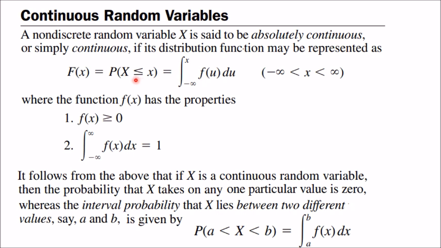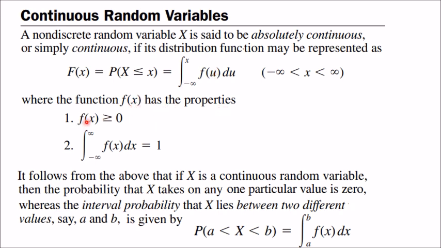So, ibig sabihin, the value takes between range. So, kaya x is less than or equal to x. Ayan ang pagkuha niyan. Meaning, from 0 up to that x, or from negative infinity up to that x. And this is equal to the integral of f of u du evaluated from negative infinity up to x, where x is between negative infinity to positive infinity. So ito yung ating formula ng distribution function for the continuous random variable, where the function fx here has the properties.